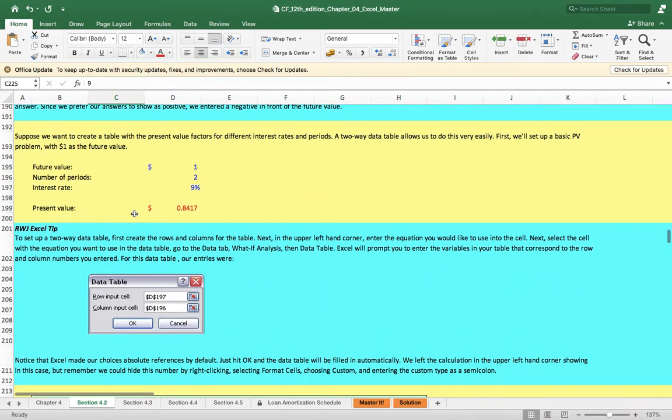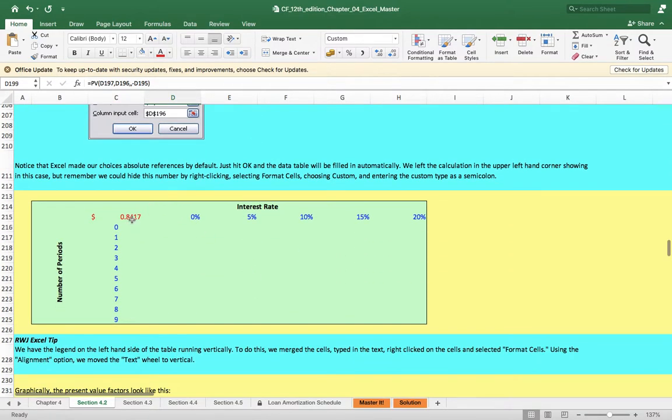And here is future value of $1, number of periods is 2, interest rate is 9%. So present value will be 0.8417. How did you do it? With the present value function. Present value is equal to D197, that is the rate, then the number of periods, then payment, no payment in between, so comma, then future value D195. You got the present value.